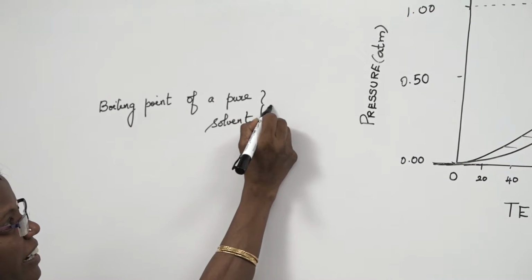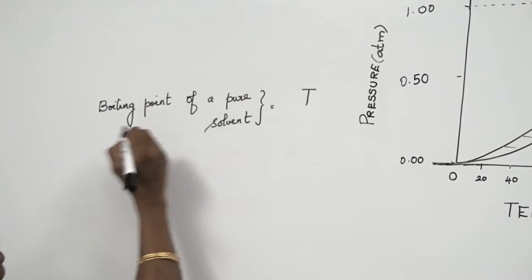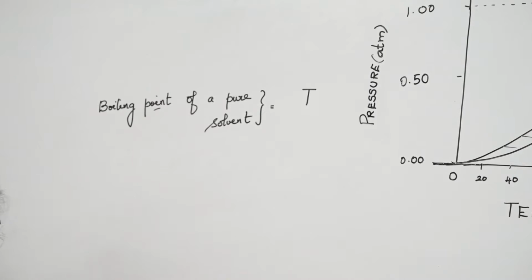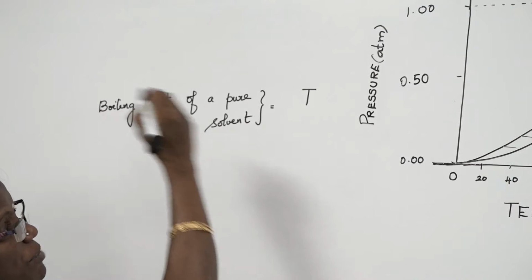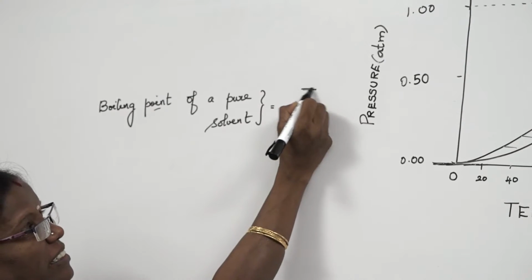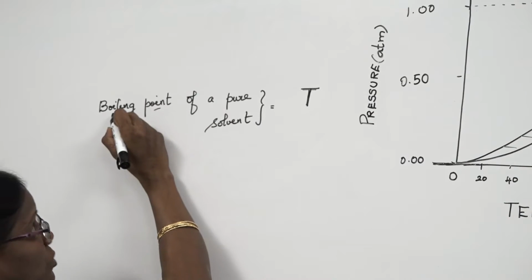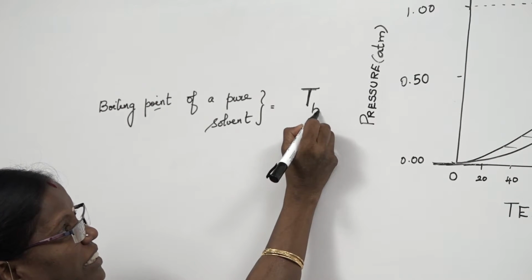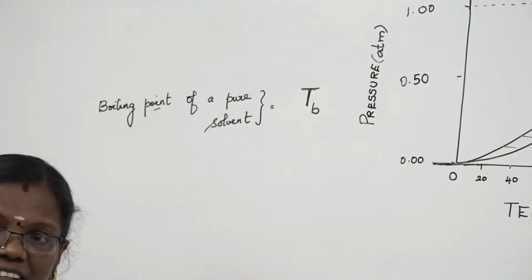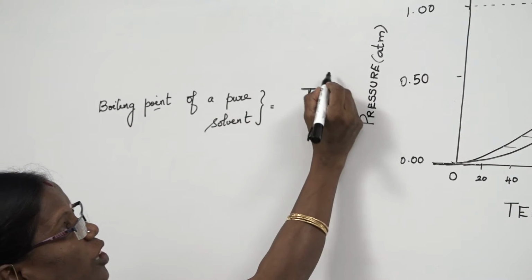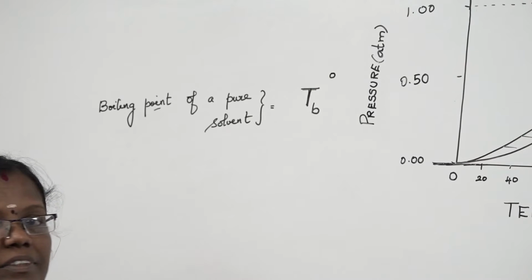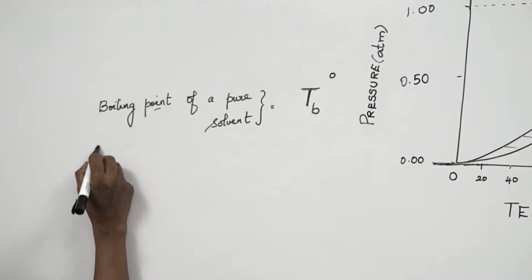Let it be T. Since it is a temperature, and specifically boiling temperature, we denote it as T with subscript B. And we always give a naught for the pure solvent. So, T_B naught.